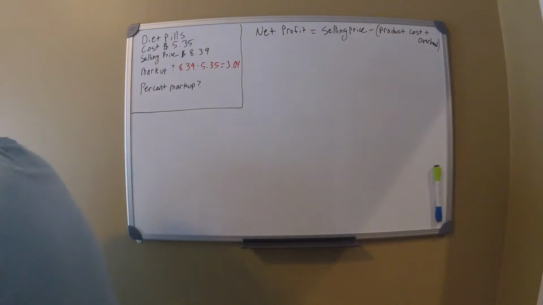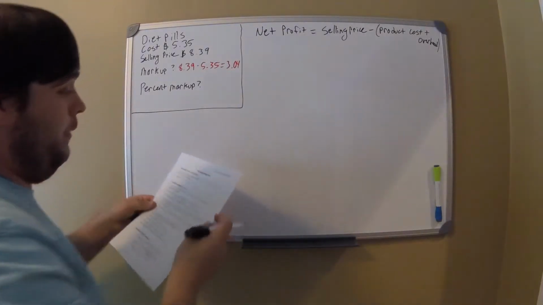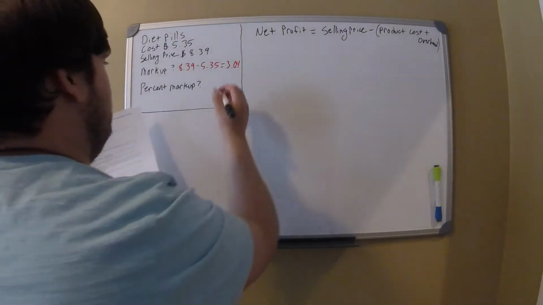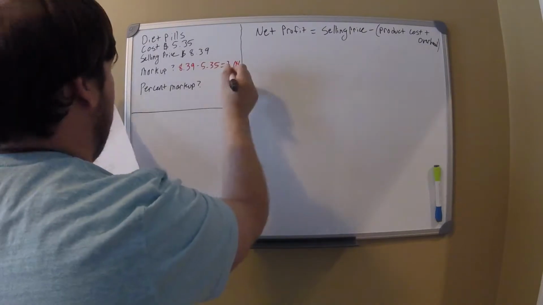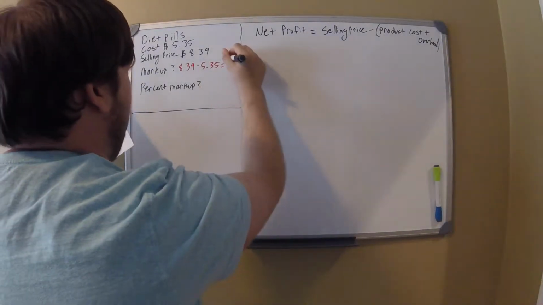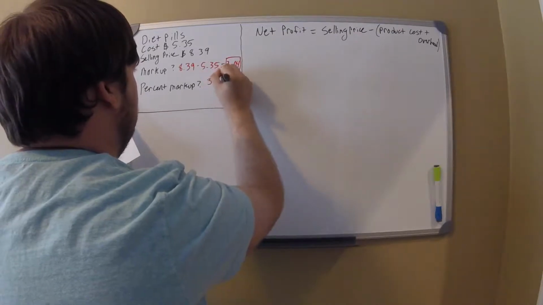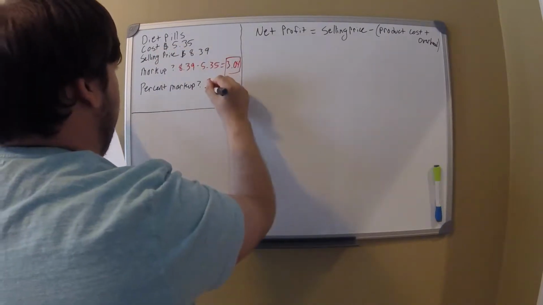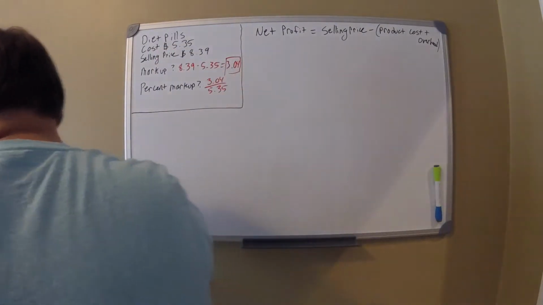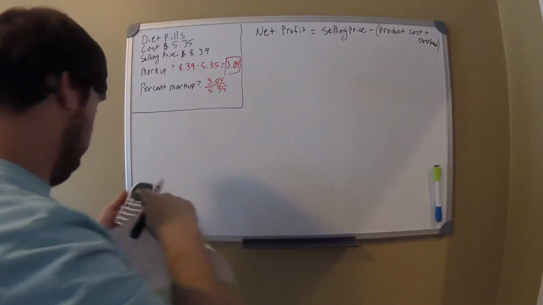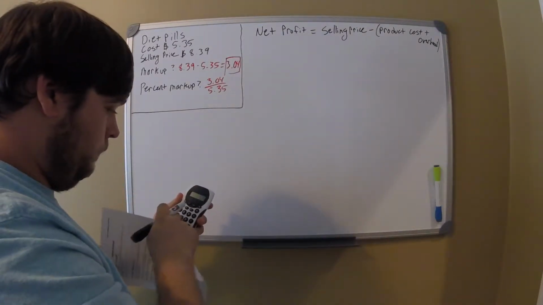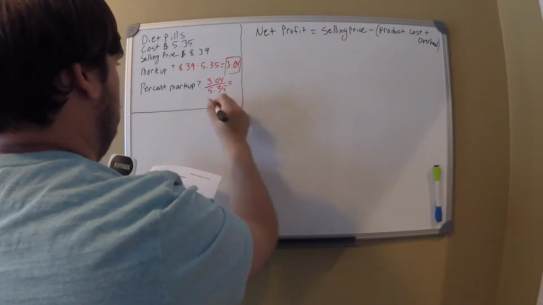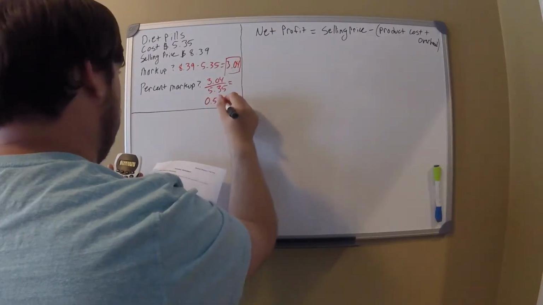Now to calculate the percent markup, if you look at your formula worksheet, we do have a formula for percent markup. Percent markup is equal to the markup in actual dollar amount, so we just calculated that. So it's $3.04 divided by the total cost, which we know is $5.35 because the problem gave us that. And if we calculate that out, we get 0.568.